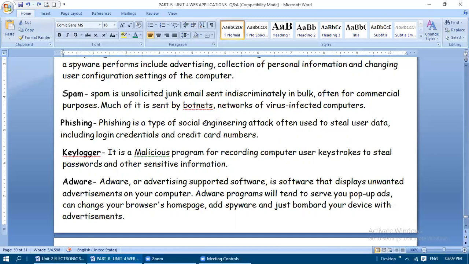It is a type of social engineering attack, okay, often used to steal user data, including login credentials, that is, username and password, and credit card numbers, by sending legitimate-looking mails. Actually, they will be sending fake mails, but we will not be able to find out whether it is a fake one or a proper one. It will look like a proper one, but this kind of activity is known as phishing.